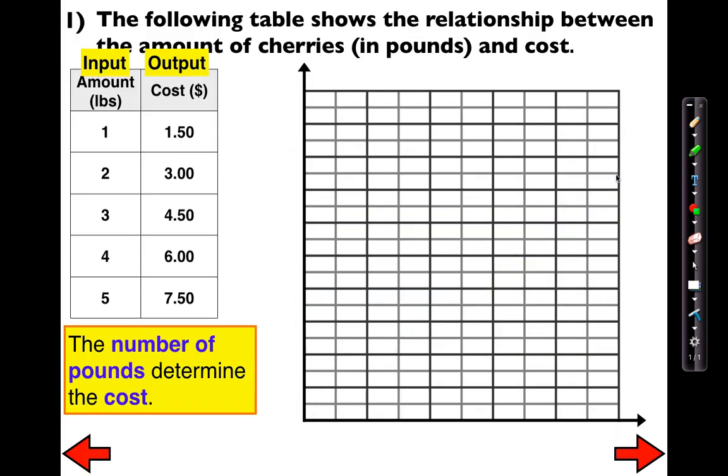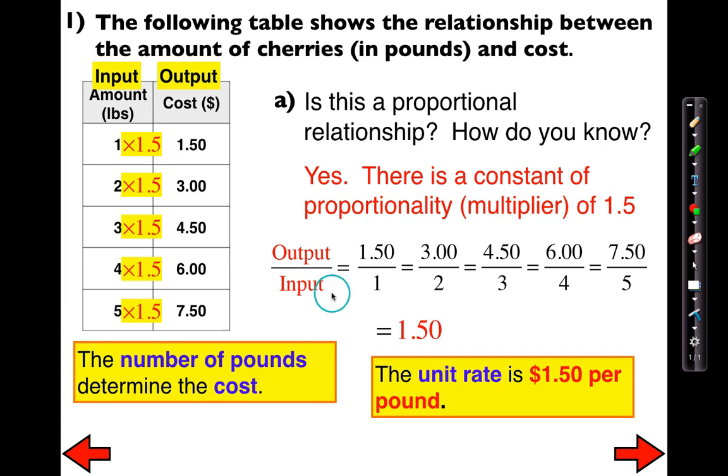If you recall from earlier, you'll notice as we set up the output over input, all of these would equal 1.50. So that ends up being the constant of proportionality, which just so happens to be the unit rate. Now, with the exception that a unit rate has units, the constant of proportionality does not.